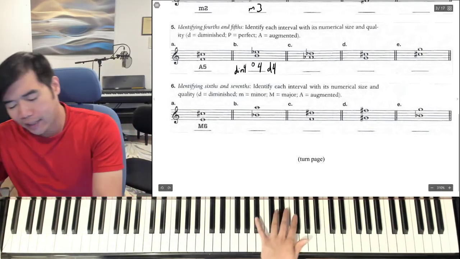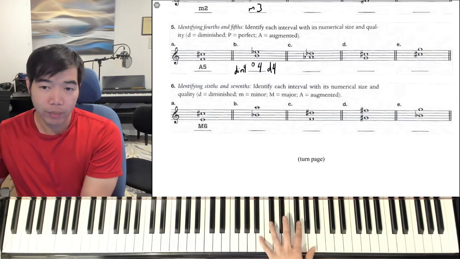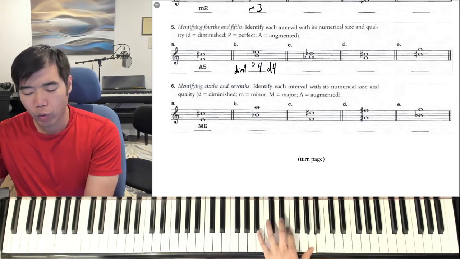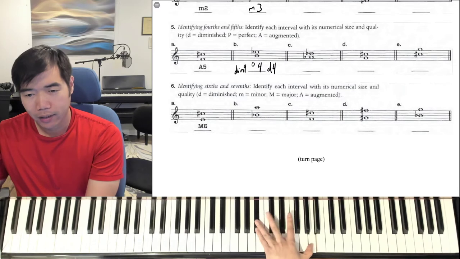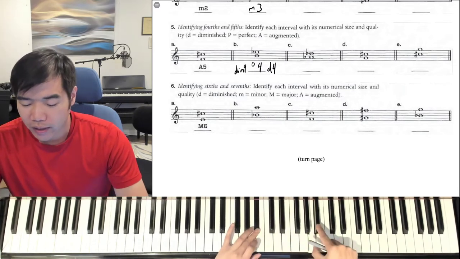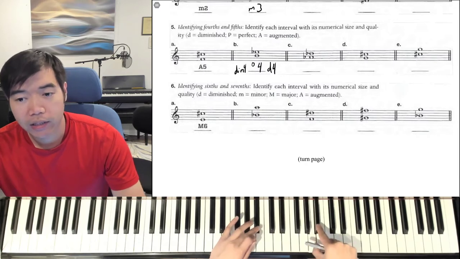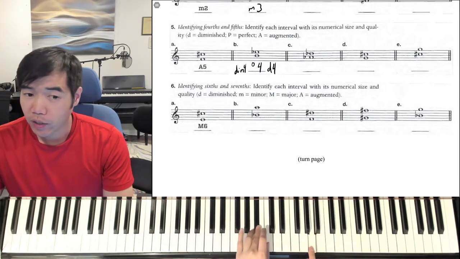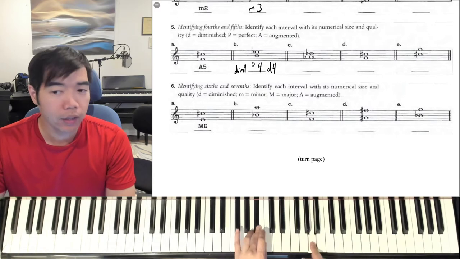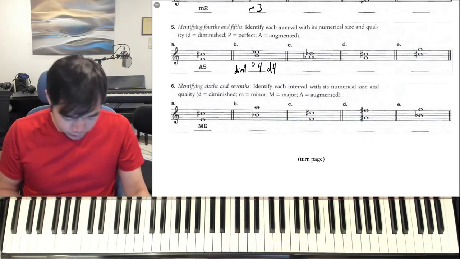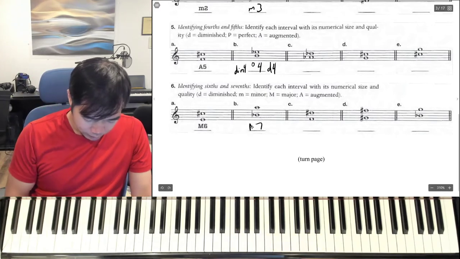Next example of B flat to A. Okay, B to A, it's a seventh. 1, 2, 3, 4, 5, 6, 7. Okay, if we count the half steps, we'll notice it's one half step smaller than a perfect octave. A perfect octave is 12 half steps apart, so this is 11 half steps. Therefore, this is a major seventh.